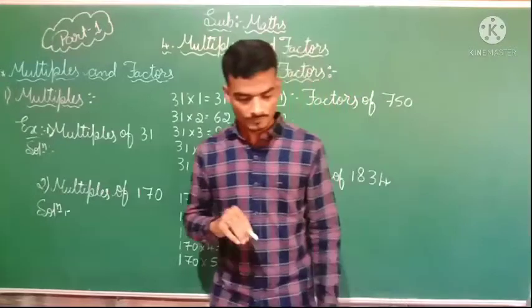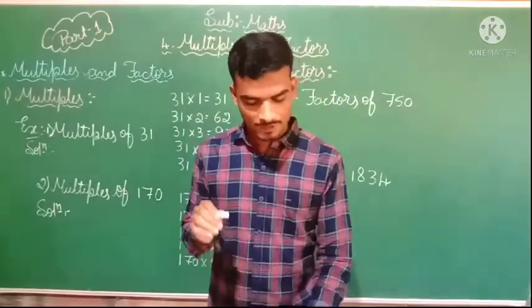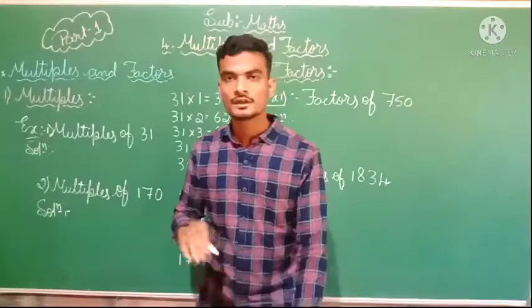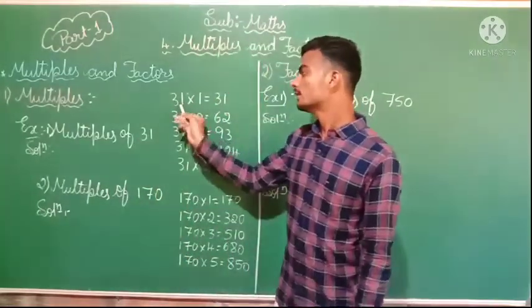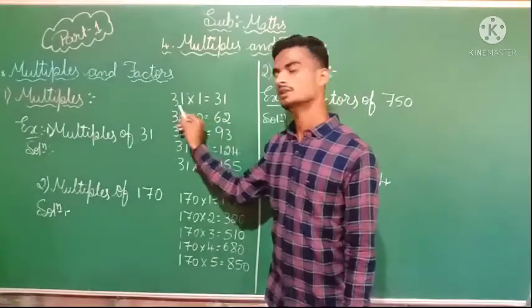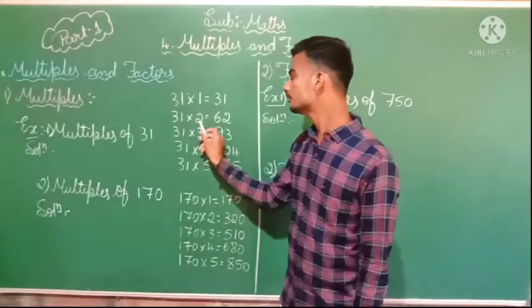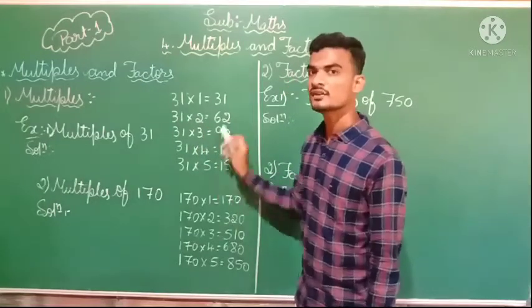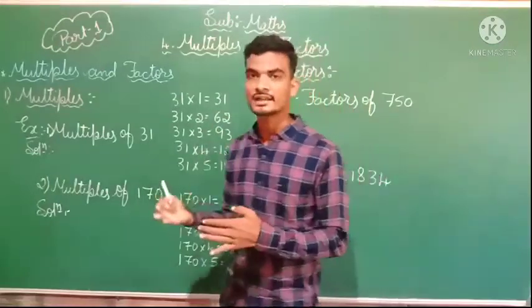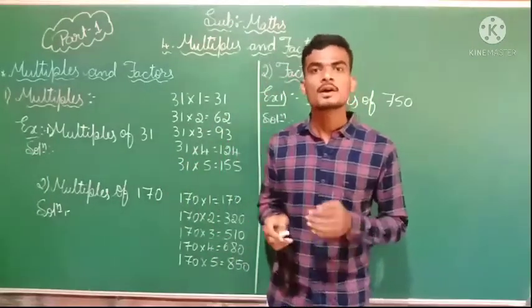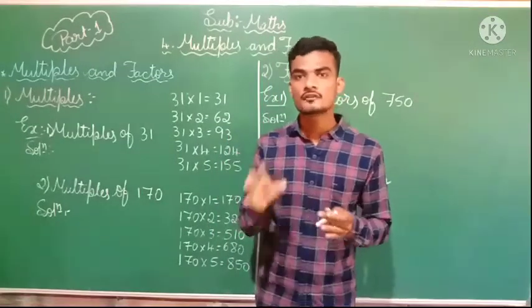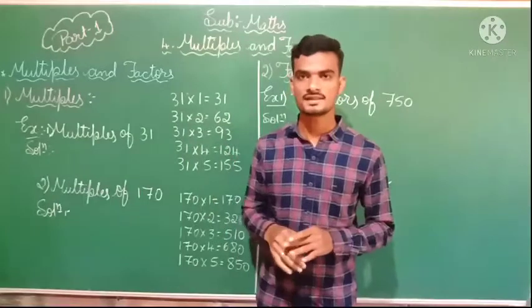Then every multiple of a number is greater than or equal to the number itself. See here, 31 into 1 is equal to 31, an equal number. Now 31 into 2 is equal to 62, a greater number. We are not going to find a lesser number. We will find an equal number or a greater number.